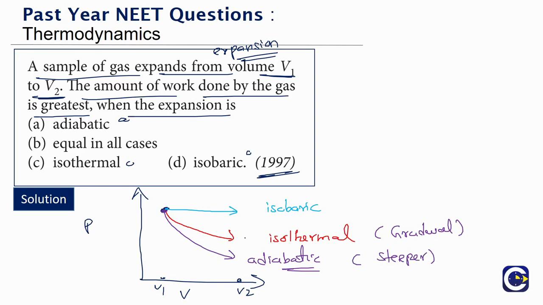So what you see is we are looking to compare the work done, right? So work done will be given by what? The area below the respective curve and the x-axis, which is the volume axis. So between these two limits we have to find the area. Area below the adiabatic means what? This is the one.